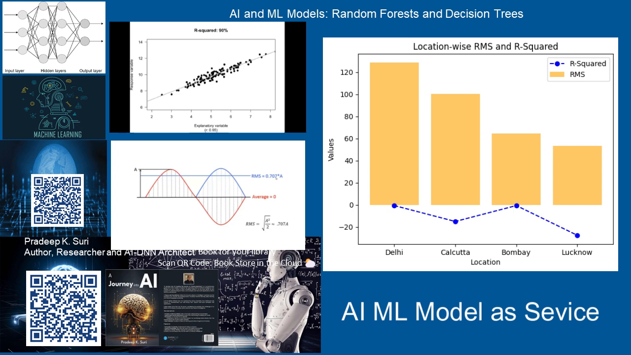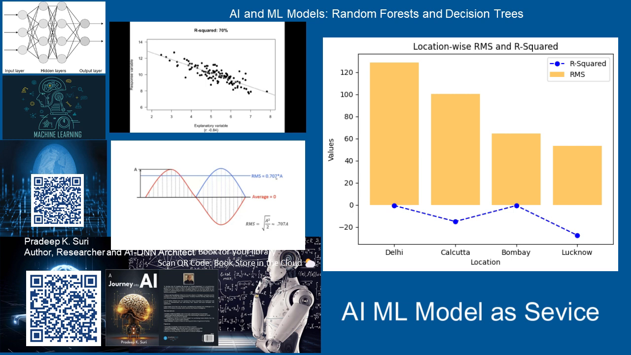Delhi has the highest RMS value. Calcutta and Bombay have moderate RMS values. Lucknow has the lowest RMS value. 2. Line graph, blue dots and lines. Represents R-squared values. Shows a decreasing trend from Delhi to Lucknow.